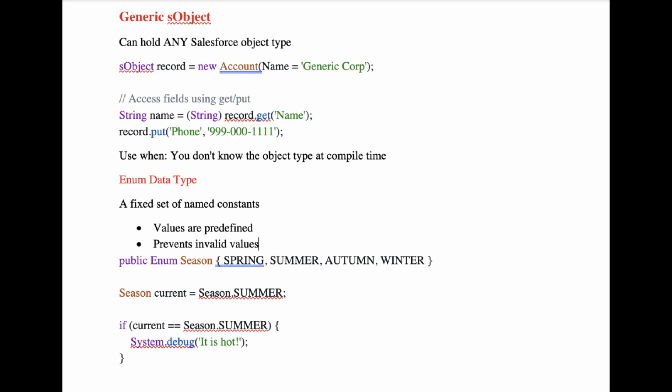What is the Enum data type? It stands for enumeration. It allows you to define a fixed list of allowed values. For example, if a field can only be spring, summer, autumn, or winter, you define that as an enum. This prevents mistakes. No one can accidentally set the value to monsoon or rainy. Enums make your code cleaner and safer.